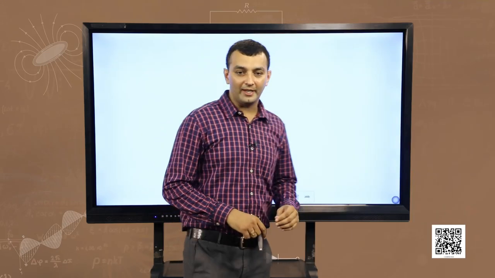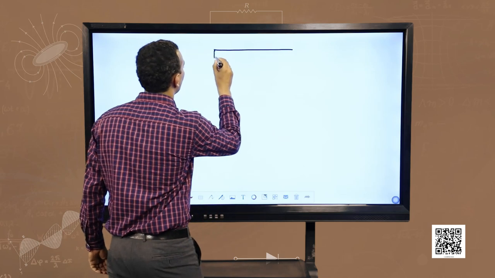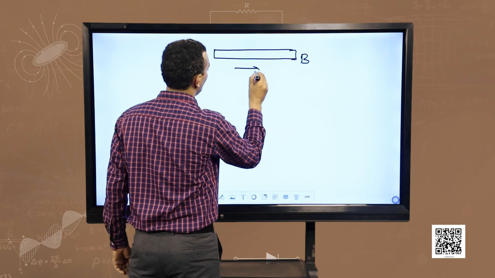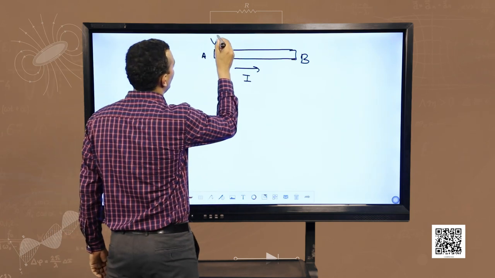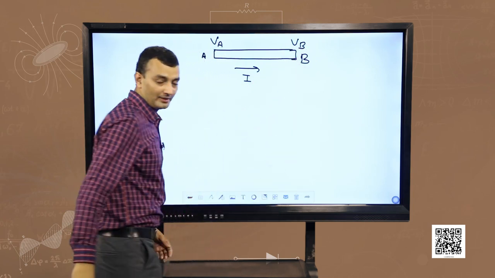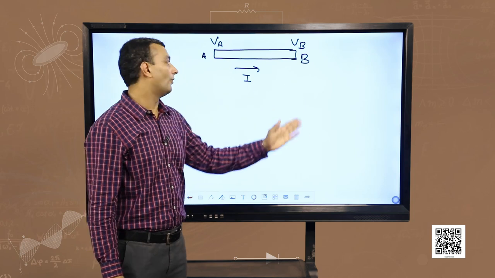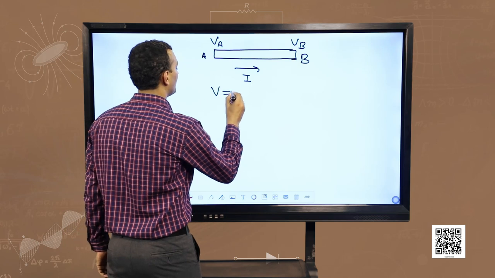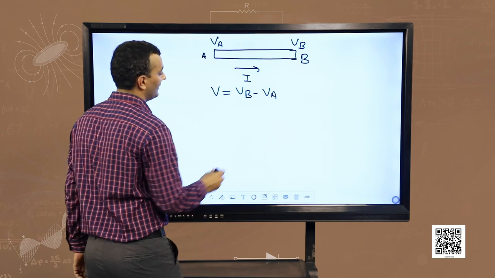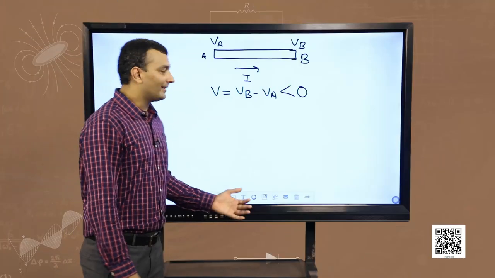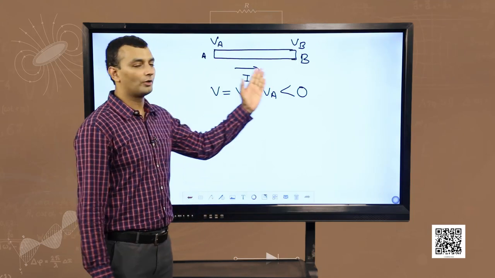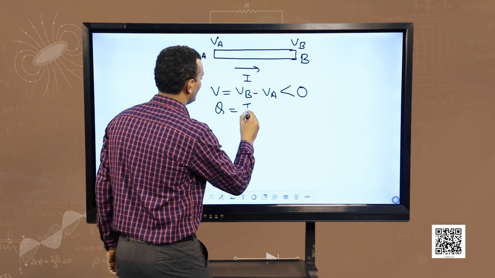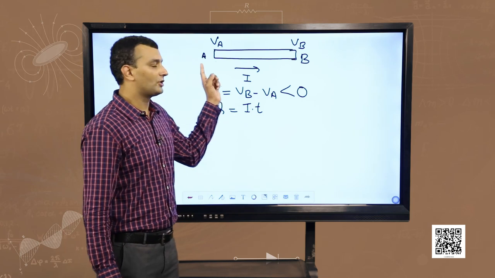Consider a conductor with end points A and B. And let this conductor carry a current I from the point A to B. The potentials of A and B are VA and VB respectively. Since the current is flowing from A to B, obviously B is at a lower potential and A is at a higher potential. So if we calculate the potential difference VB minus VA, then it will be a negative quantity. Let us imagine a time interval T in which charge is flowing from A to B. So in time interval T, if the current is I, then the charge flowing will be I into T. That is, in time T, this much is the charge which flows from A to B.